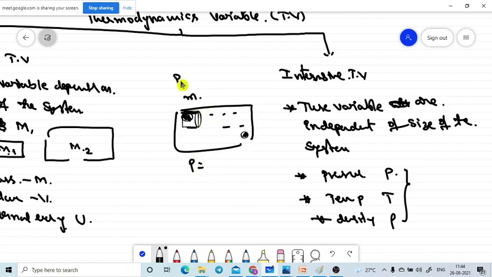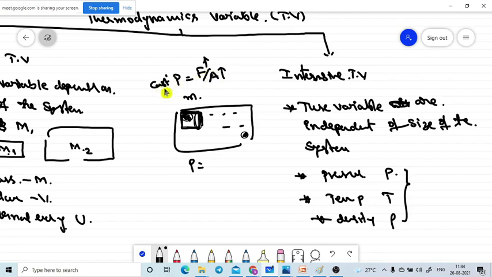What is the basic formula? Pressure is force by area. So if you take a bigger size, the area of cross section will also increase. As the area of cross section increases, the force will increase, but the pressure must be constant.